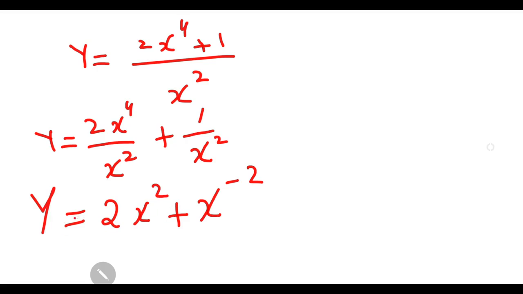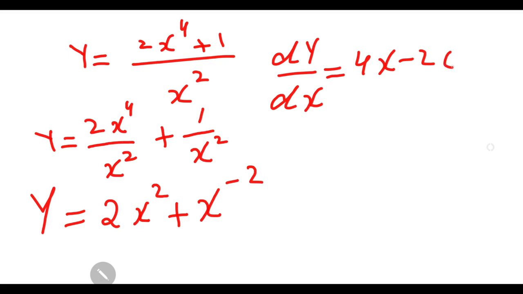So now we got the function y is equal to 2x to the power 2 plus x to the power negative 2. Now I'm going to apply the power rule, differentiate y with respect to x. So using the power rule, I'm going to pull this question to this side. So dy over dx is equal to 2 times 2 is 4x to the power 1, and this becomes negative 2x to the power negative 3. When you differentiate, the power must decrease by 1. So I'm going to rewrite the expression now.